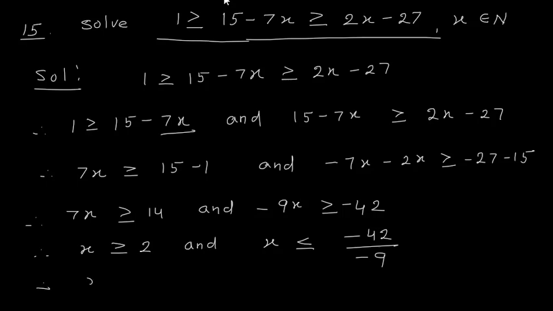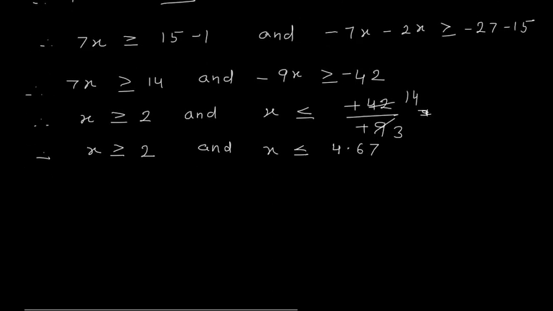So therefore you can say that x is greater than or equal to 2 and x is less than or equal to, now when I divide 42 by 9, or better we first cancel this with 3. 3 3s are 9, 3 14s are 42, so 14 upon 3. 3 4s are 12, now 2 is remaining, 20, 3 6s are 18, so 4.666 will continue. So I will say that x is less than or equal to 4.67.